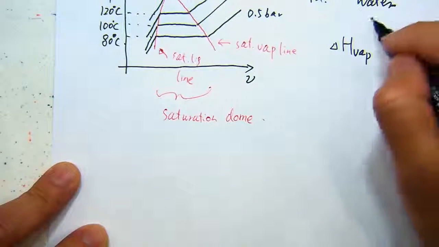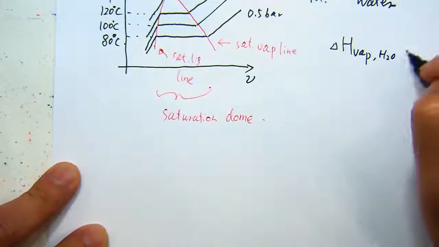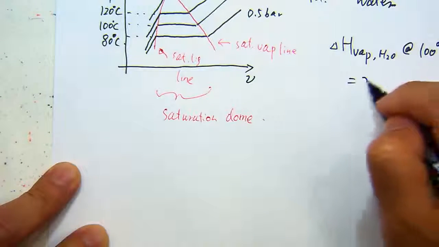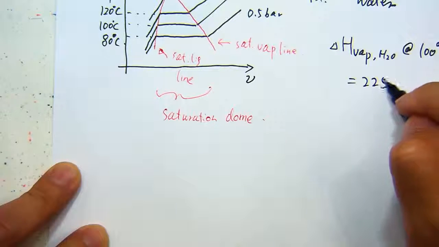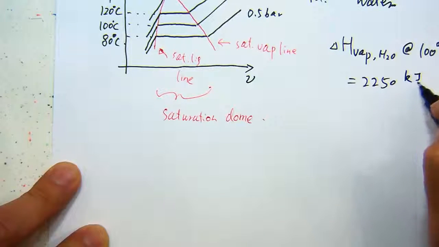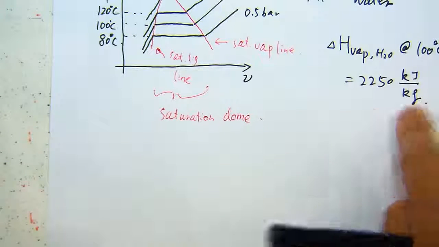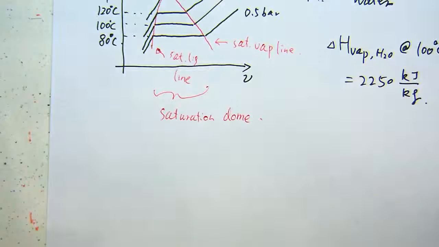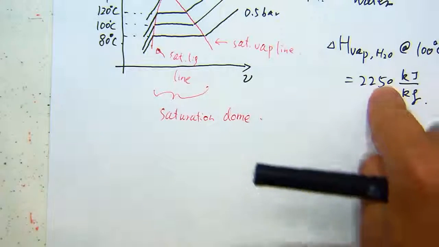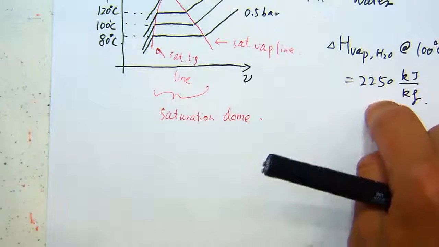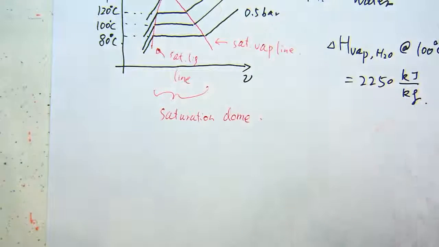So for example, if you take water, again, the heat of vaporization for water at 100 degrees C is about 2,250 kilojoules per kilogram. So 1 kilogram of water, when it's vaporized, will absorb this much heat, and when it's condensed, it will release this much heat. This is a huge amount of heat compared to heating and cooling the air.